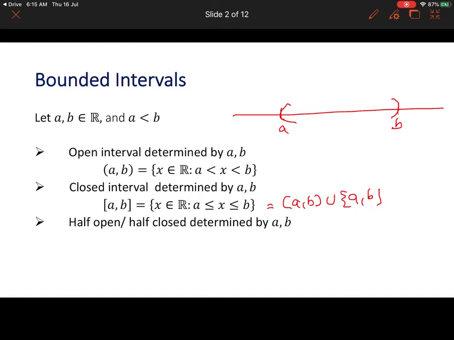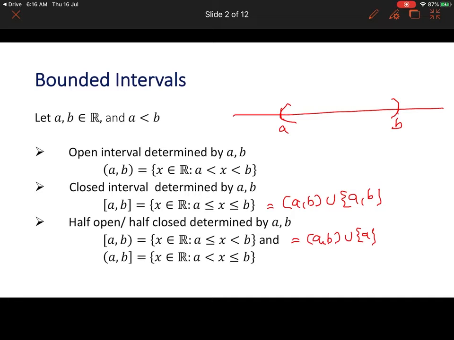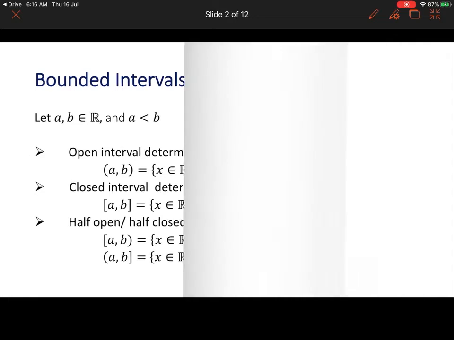Now we can define half open or half closed intervals determined by a and b. Closed a open b, [a, b), is equal to the set of all x element of R such that a less than or equal to x less than b, which means the open interval (a, b) union {a}. We are adjoining a with the open interval (a, b). Then open a closed b, (a, b], is the set of all x element of R such that a less than x less than or equal to b. So this is the open interval (a, b) union the singleton set {b}. These are the four types of bounded intervals on a real line.